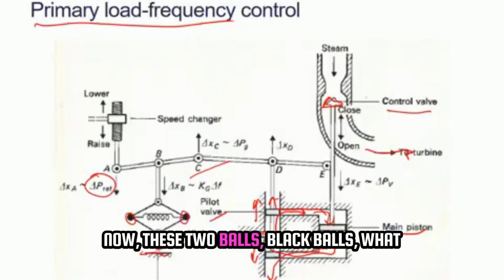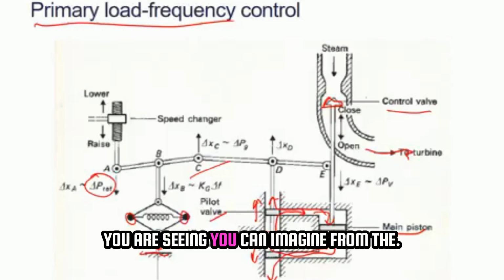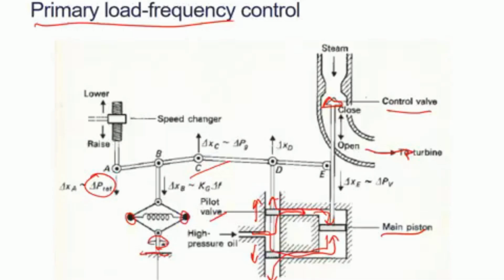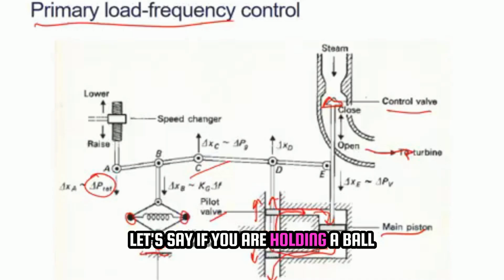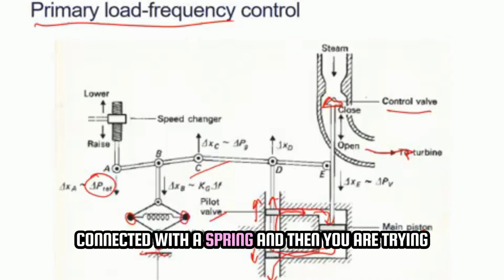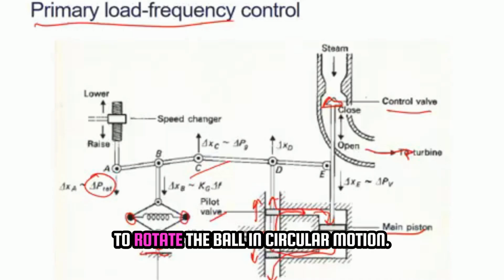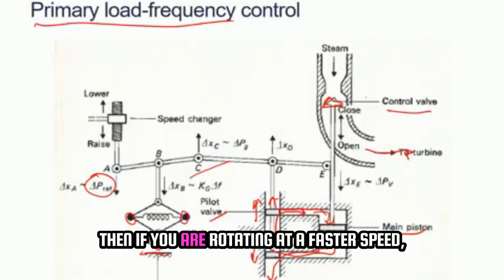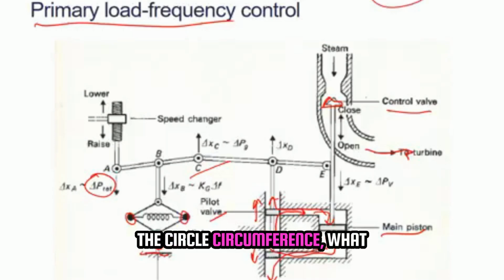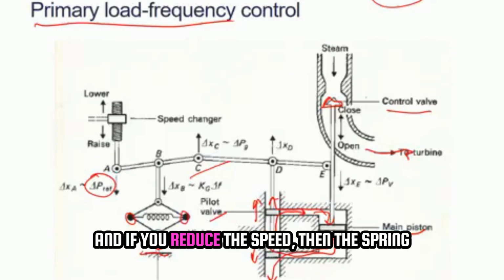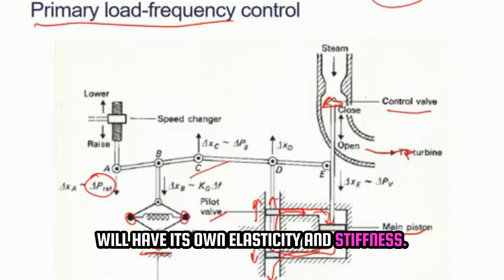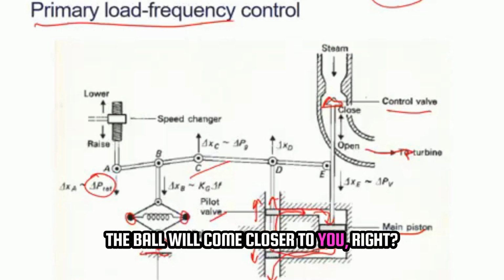Now these two black balls you're seeing, you can imagine if you are holding a ball connected with a spring and trying to rotate the ball in circular motion, then if you are rotating at a faster speed, the circumference this ball will make will be higher, and if you reduce the speed, then the spring will have its own elasticity and stiffness, and the ball will come closer to you.